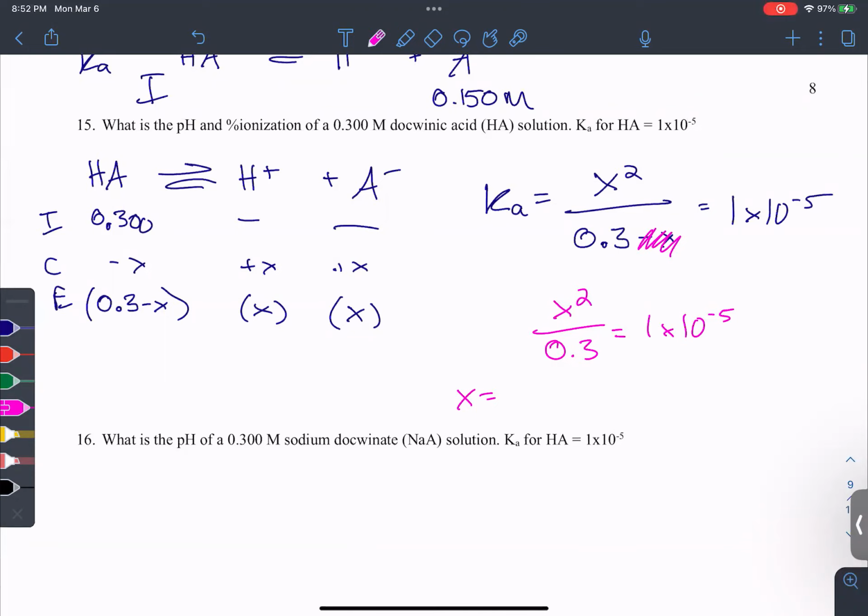What is it? X is equal to 0.00173 molarity. Okay, and that is equal to the H plus concentration, and then you can get your pH.